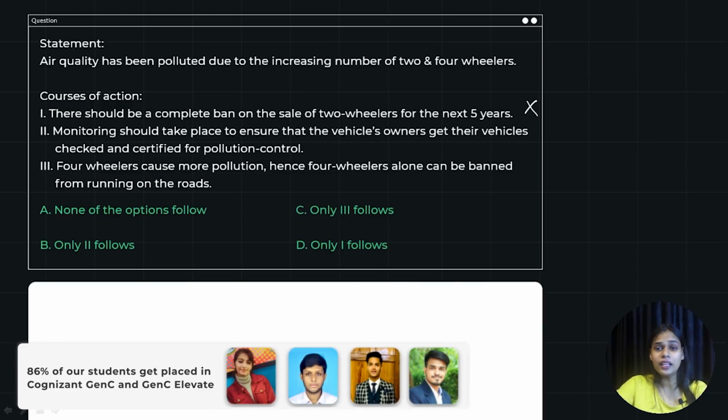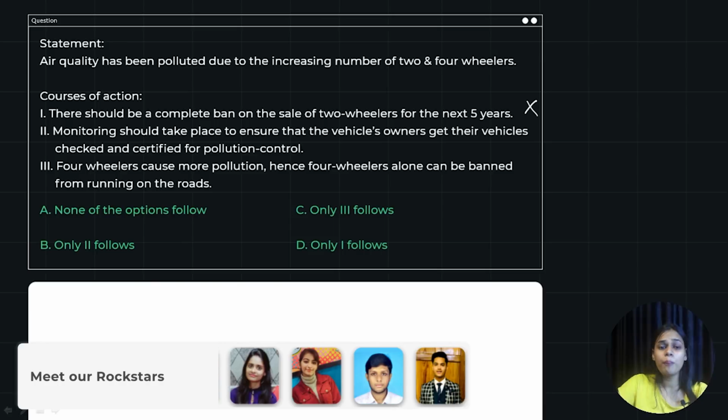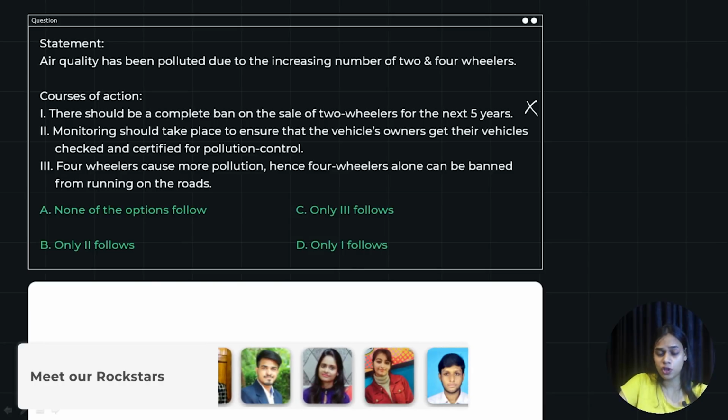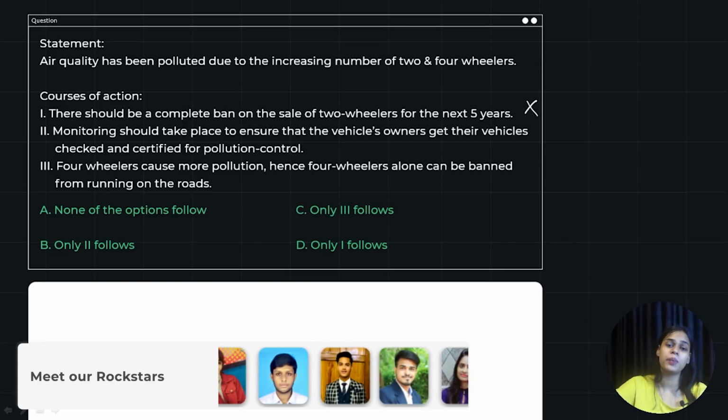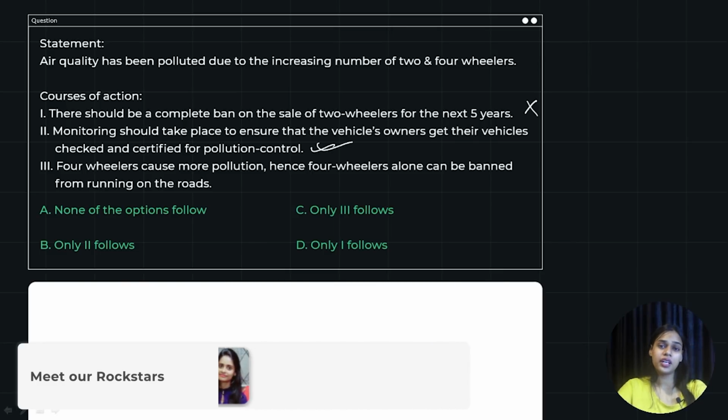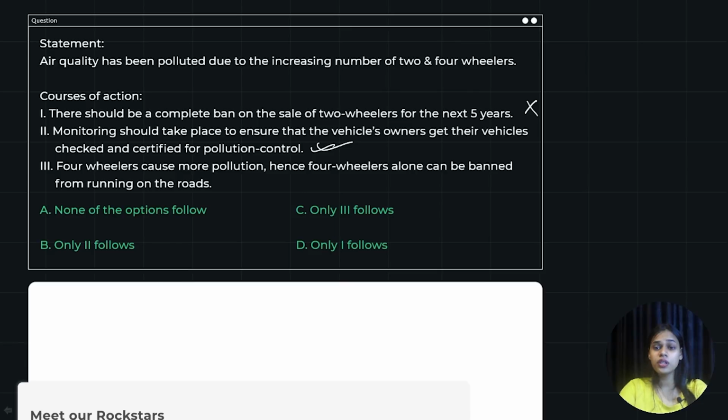two-wheelers? No, because it's going to hamper a lot of the commute system for people. So you cannot ban two-wheelers. Number 2: monitoring should take place to ensure that the vehicle owners get their vehicles checked and certified for pollution control. You can definitely do this. If you want to control pollution, you can pass a rule that all vehicle owners will have to certify their vehicles with pollution control, right? That way you can reduce the air pollution caused by the vehicles. So action 2 can be done.